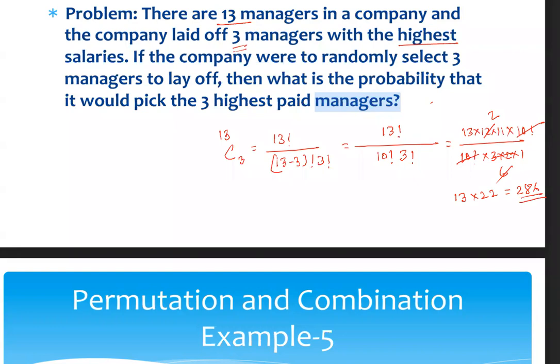So there are 286 different ways you can select 3 people out of a group of 13. Now, out of these 286 possible groups, there is only one group that has the 3 highest paid managers. So your chance of randomly selecting 3 managers and letting them go is 1 out of 286. And that's a pretty small probability. I think it's 0.34% or something like that. All right, so next.